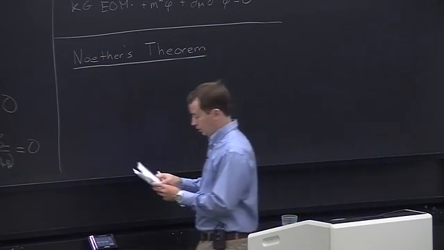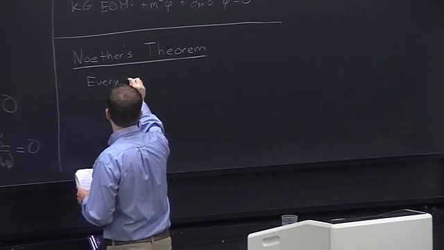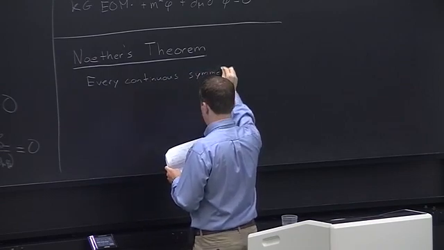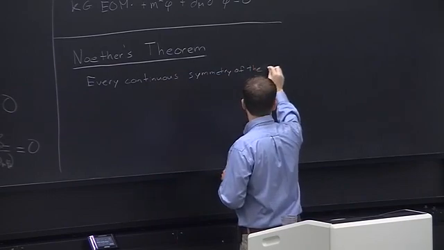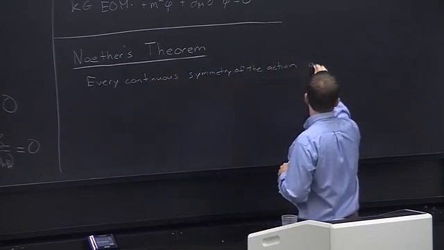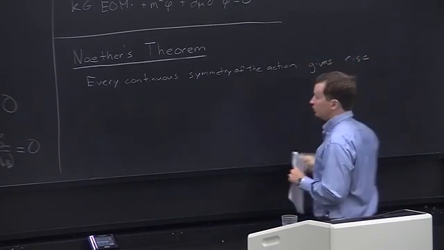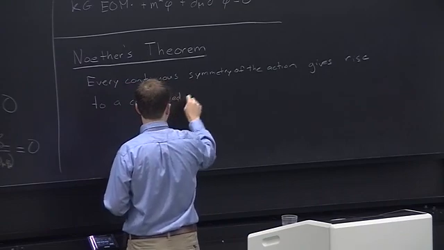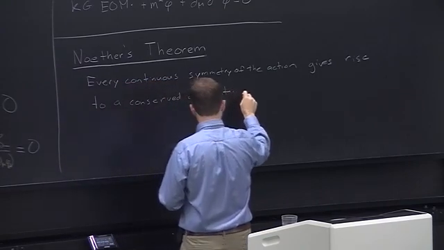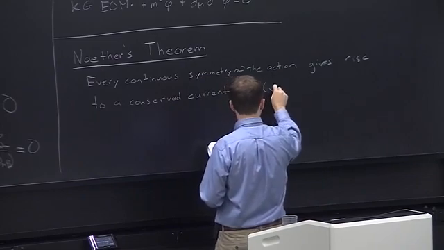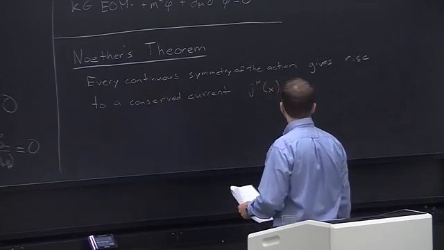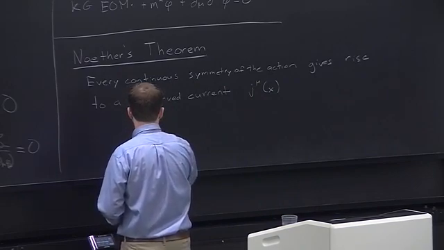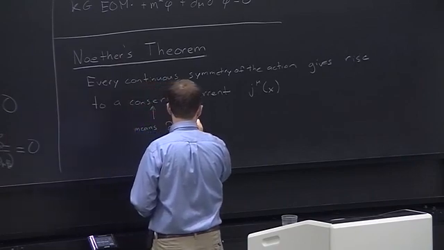And Noether's theorem states that every continuous symmetry of the action gives rise to a conserved current. And here, conserved means that d mu j mu is 0.